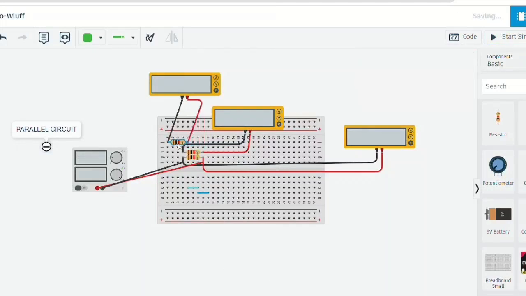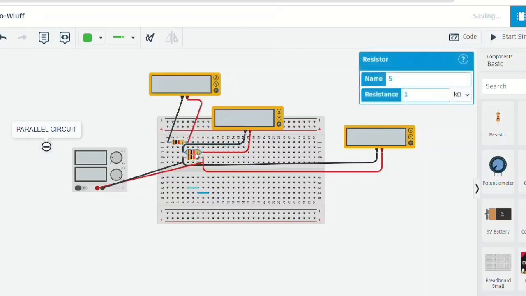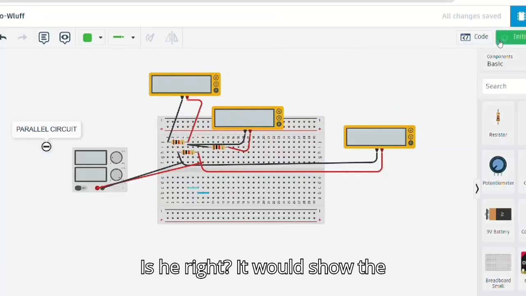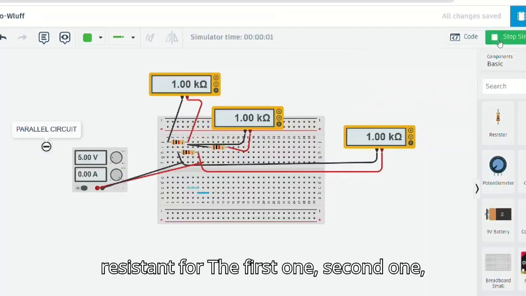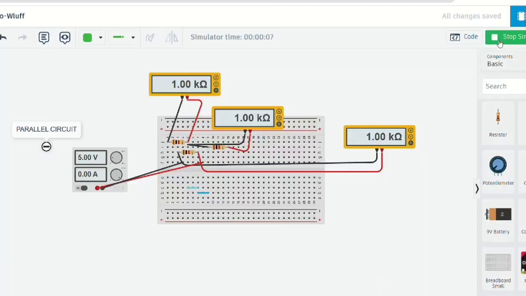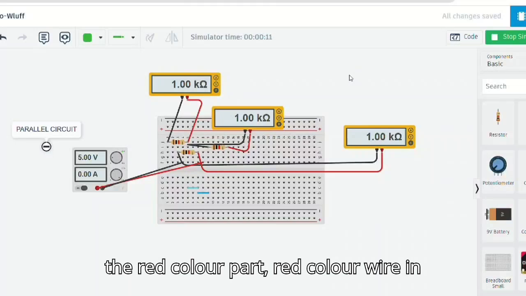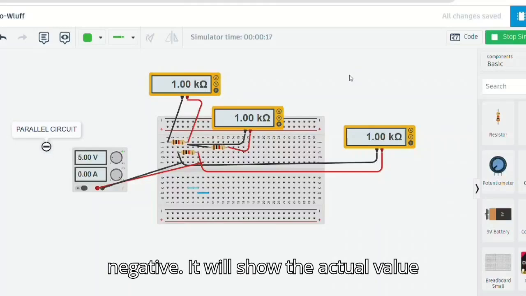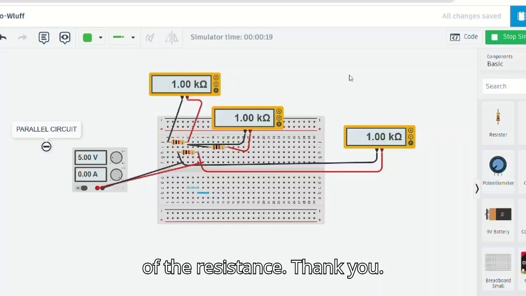For example, okay, if we run, it shows the exact resistance. The first one, second one, third one is the same, 1 kilo ohm. I fixed it. So I am using the red color wire in positive and the black color wire in negative. It will show the exact value of the resistance.